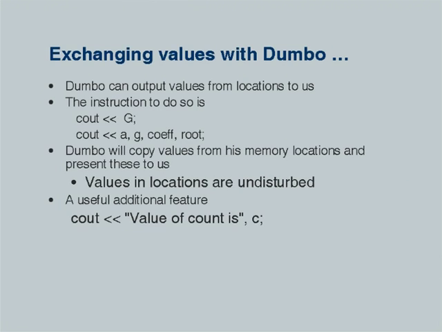This is simple and common sense. Anybody has any confusion here, please raise your hands. Okay, so this is a simple concept. There is a useful variation. Ordinarily, if I say cout << G, the following may happen. Suppose the value of G is 12.24. This is what I see.